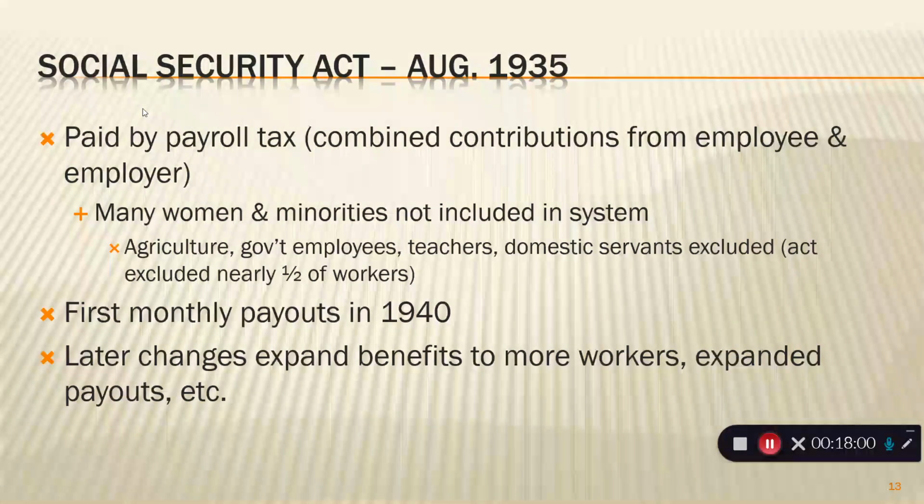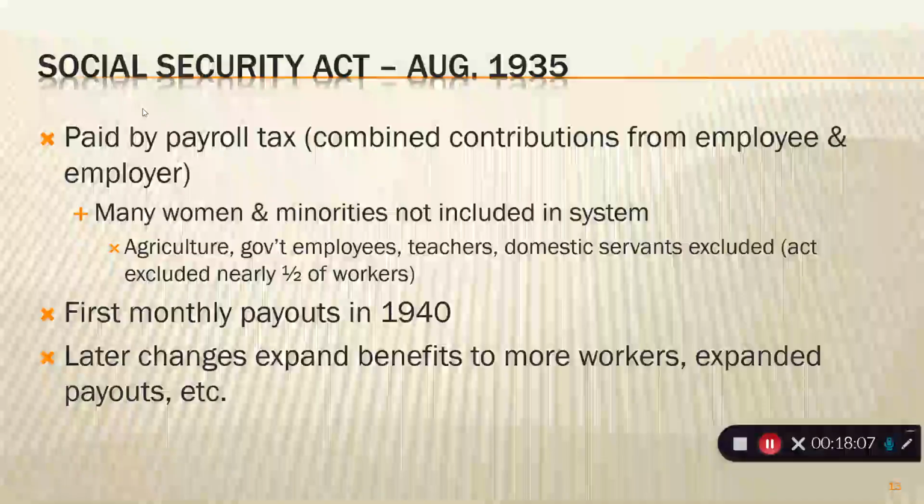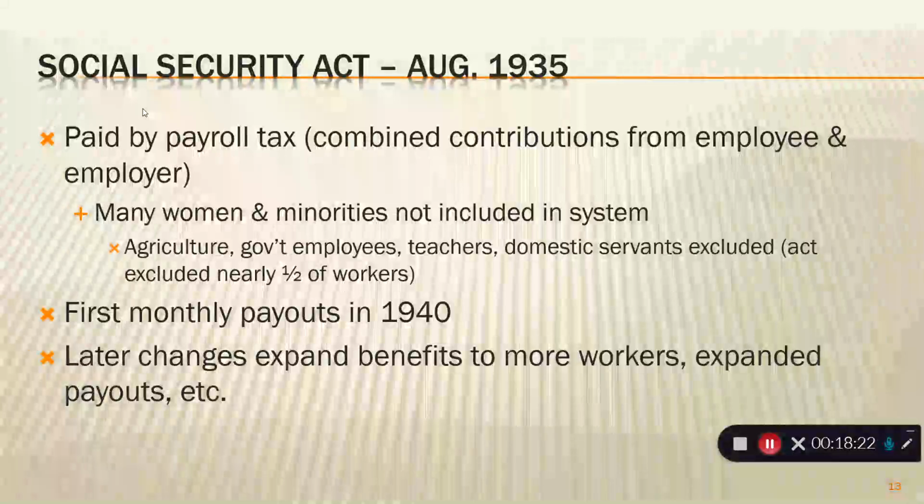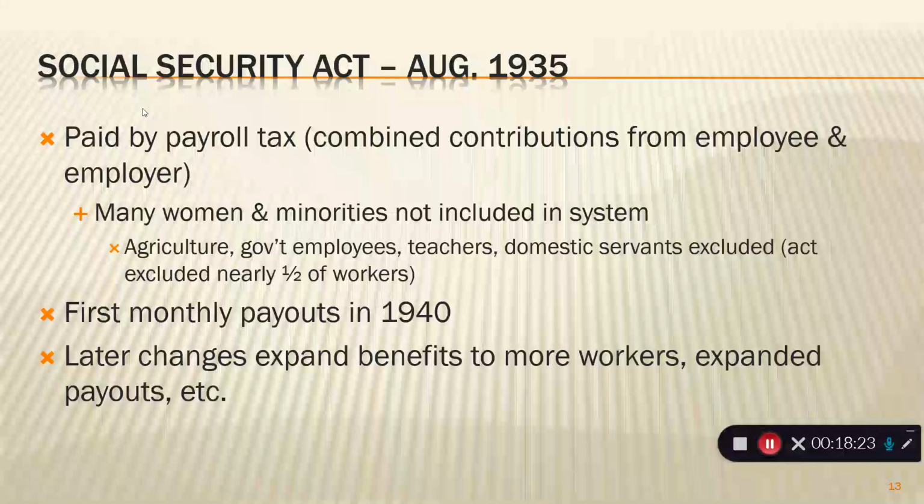The first payments under the Social Security Act go into effect in 1940. Over time, the program is expanded to include more occupations, and expanded to include different kinds of payouts, whether it is disability payments or funeral support, or expanded payment in terms of the amount of money that's being given to different individuals.